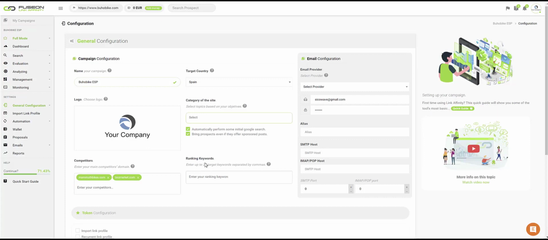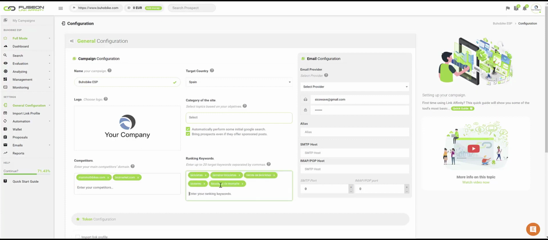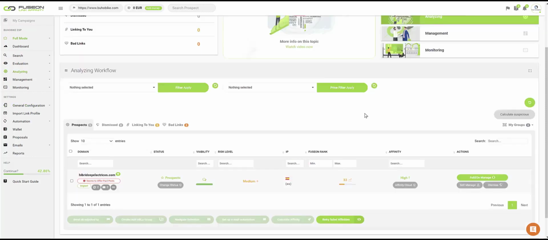For example, in a bicycle store, the word bicycles, buy bicycles and so on, up to 20. 20 terms. Right now I have 5, so 20. What do you want to add? Just 5. That's all right. What happens is that, well, you have to take advantage of the functionality. What does this functionality do?